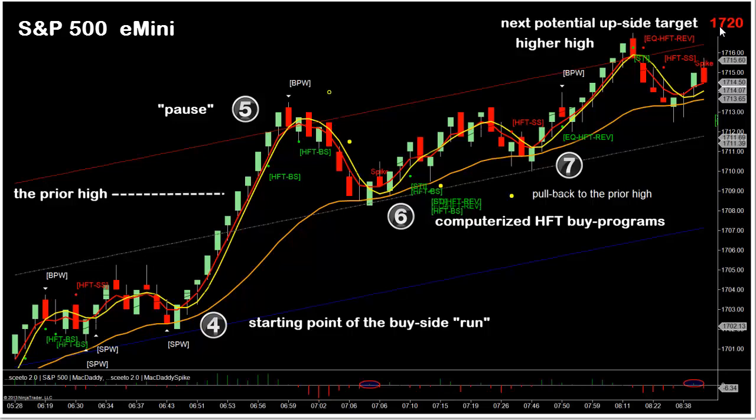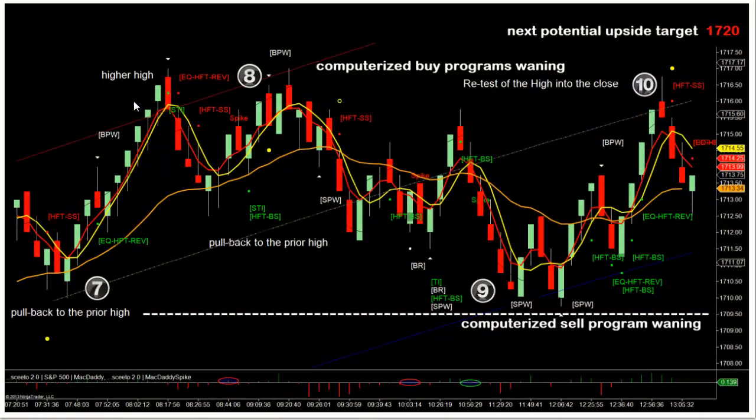When the S&P traded to 1716, 1717, the computerized buy programs waned. High-frequency responsive selling accompanied the initial probe to 1717. During the subsequent retest of the high, buying interest faded, and the S&P once again traded back to retest support at the prior day's high.